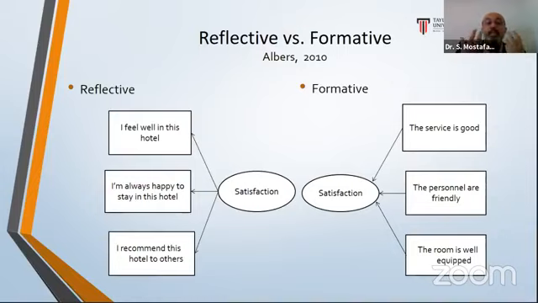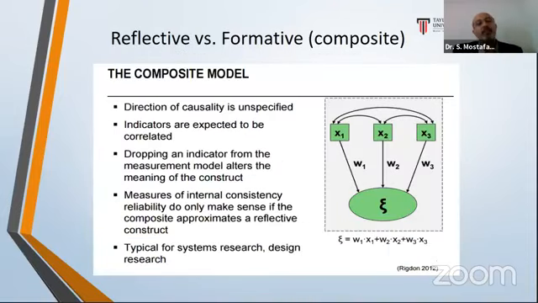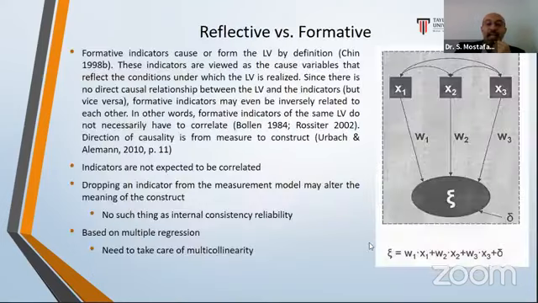So we need to understand the items that we apply to measure our construct, and we need to justify whether these items are reflective or formative. Also, we have a third type of items, which is composite. The concept of composite construct emerged very recently from some scholars, and they discuss that formative constructs can be of two different types: causal formative and composite formative. In composite formative, we don't have an error term.